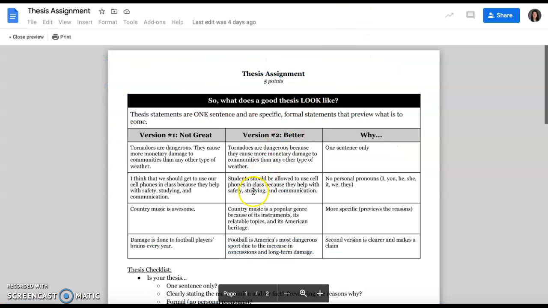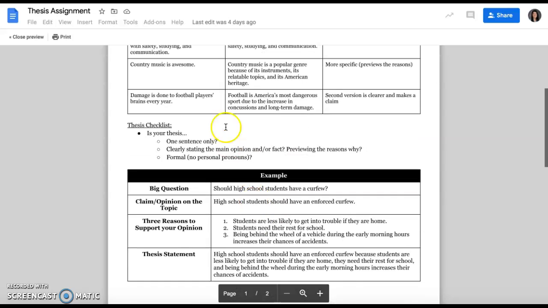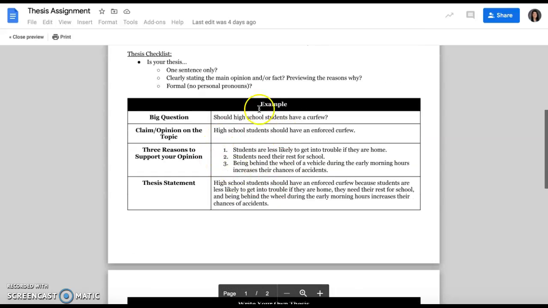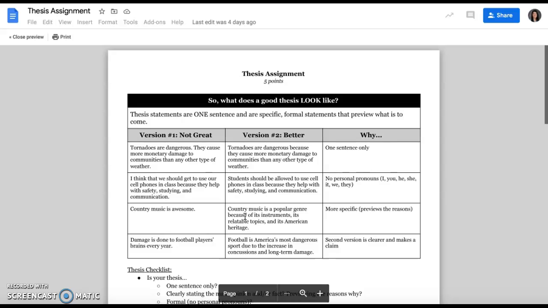Let's go ahead and take a look at our assignment tonight. It's 5 points based off completion. I've included some notes up here at the top and then an example to help you think about it. So let's go ahead and go over everything. What does a good thesis look like? Thesis statements are 1 sentence and are specific, formal statements that preview what is to come.